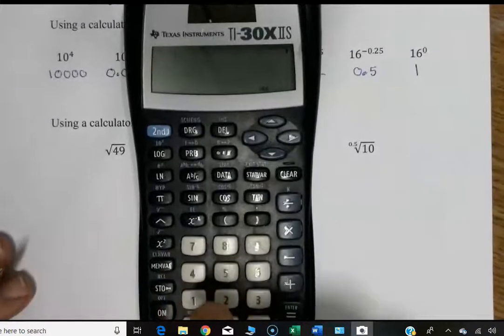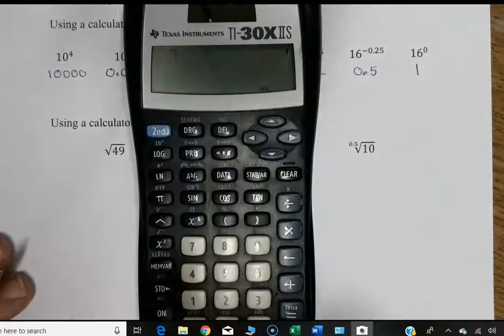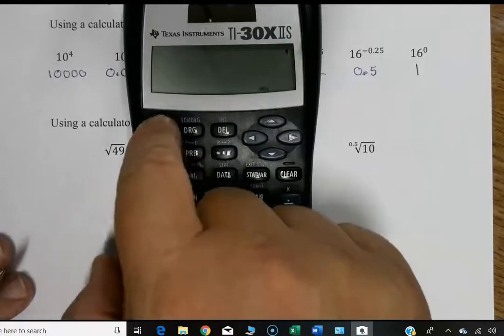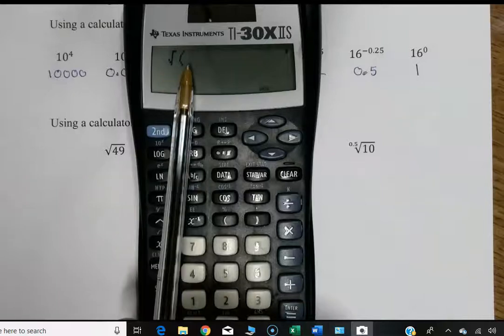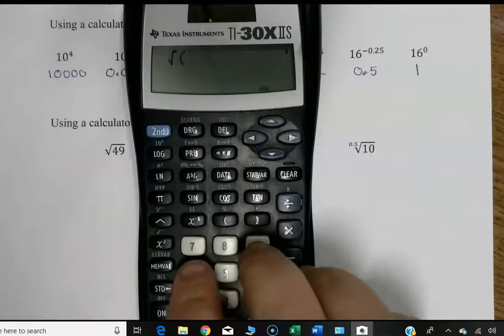Actually, what you have to do, and this is a little tricky and I almost blew it, you have to hit the second and the square root first. Notice what it gives you is a square root symbol and a parenthesis. Now you've got to put the 49 in.